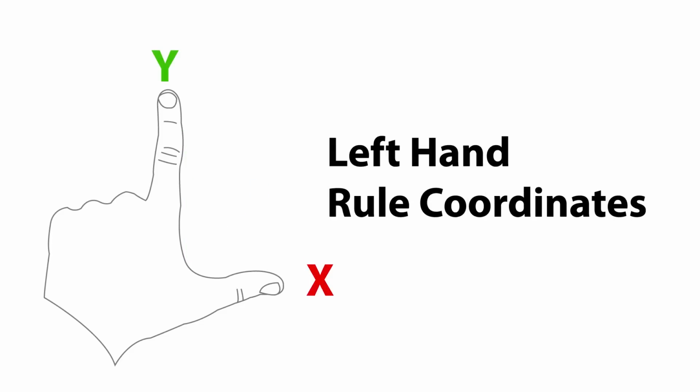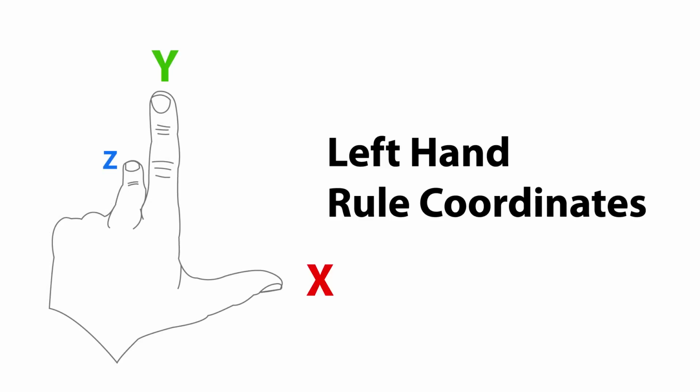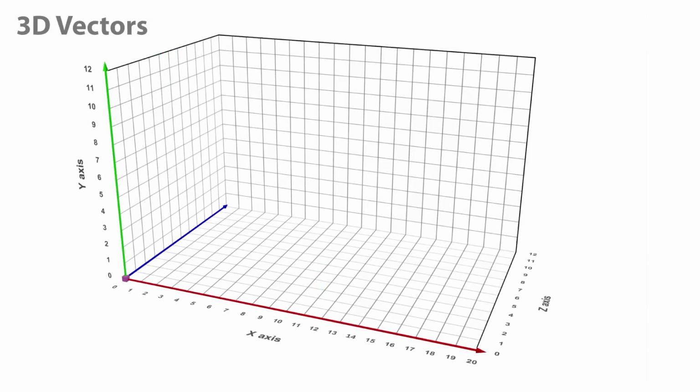This means that if you hold your left hand with your index finger pointed upwards and your thumb pointed out to form an L shape, and your middle finger pointing away from you, then the thumb represents the x-axis, the index finger the y-axis, and the middle finger the z-axis. This hand gesture can be helpful to remind you of the order of the axes x, y, and z.